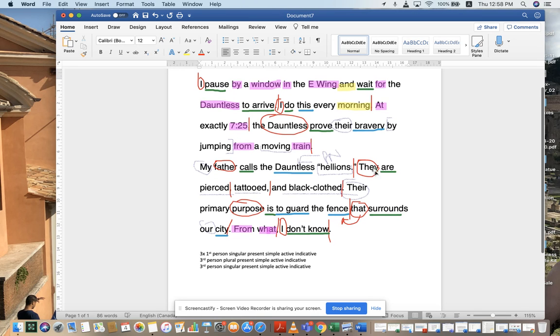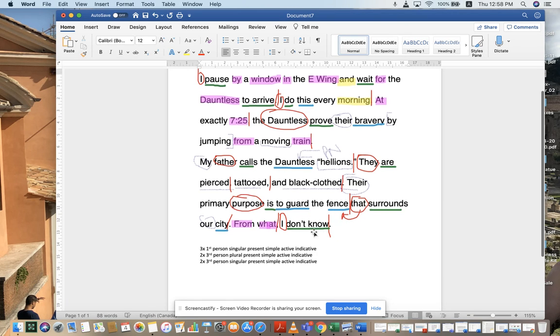Then we have they are, and they are is another third person plural. And then we have primary purpose, or the purpose is. Okay, purpose is, so that is also third person singular. And we have fence, that. So that surrounds, it's also third person singular. And I don't know, okay, is a first person singular present simple. So we have a whole bunch of present simples in this entire section of the book.